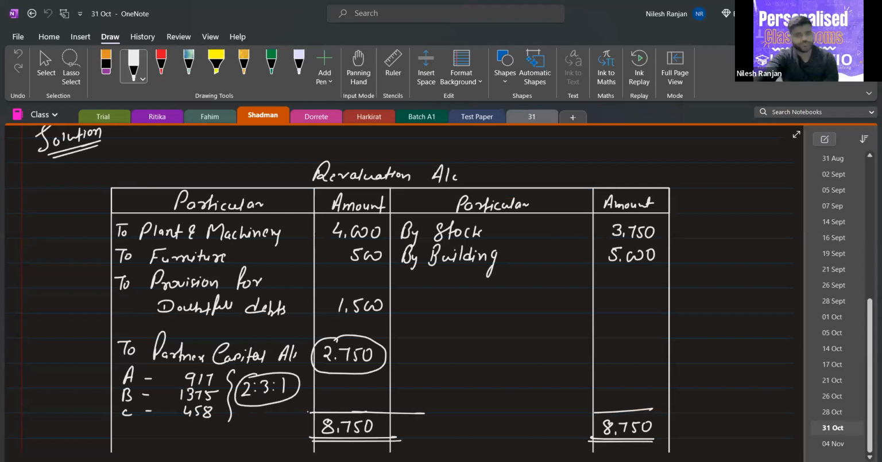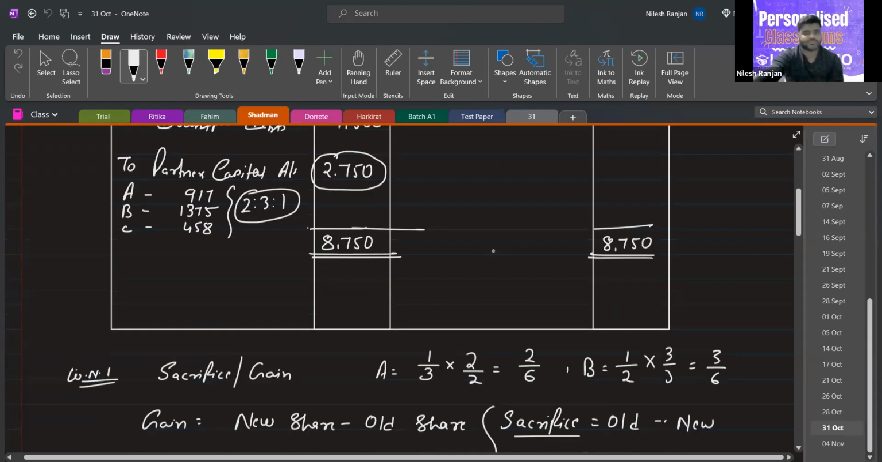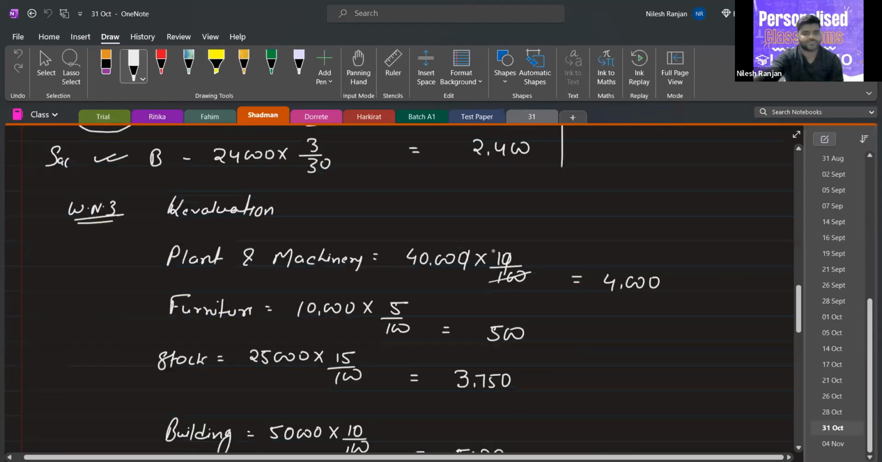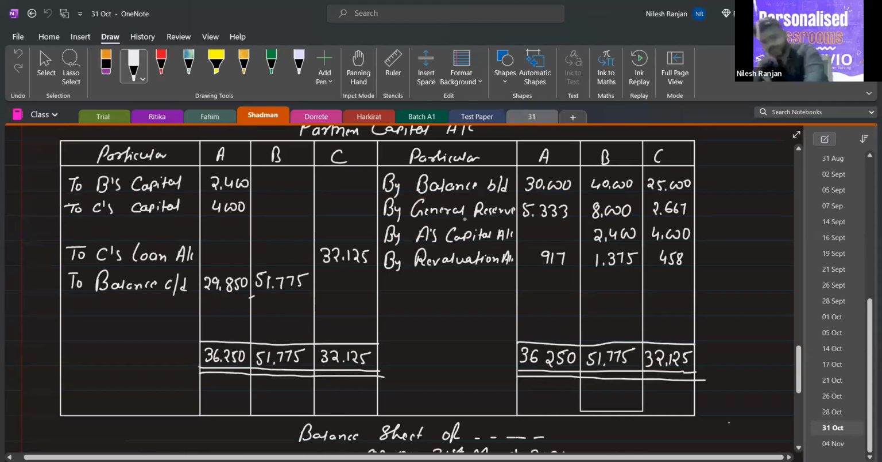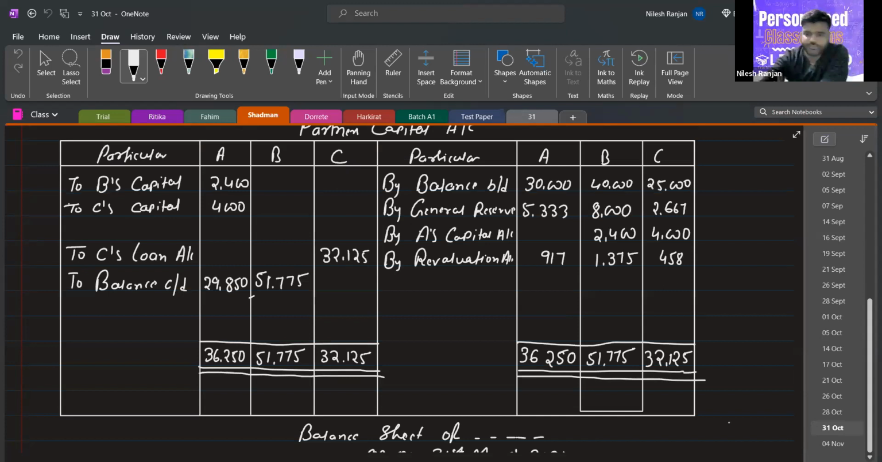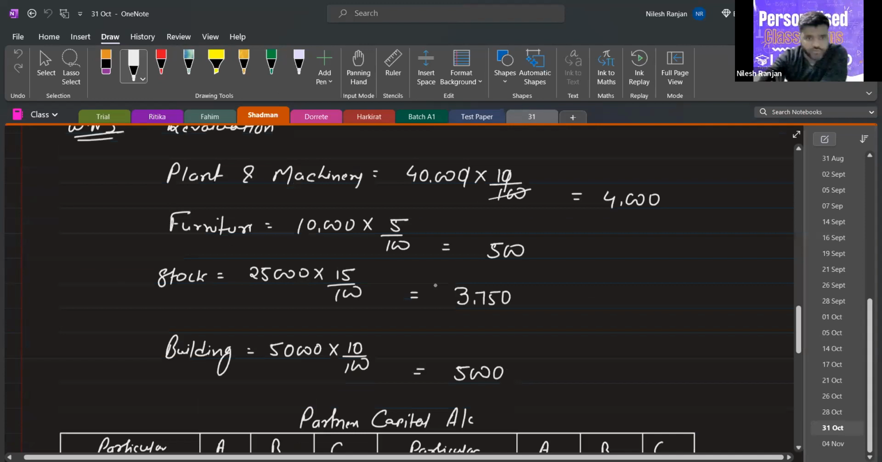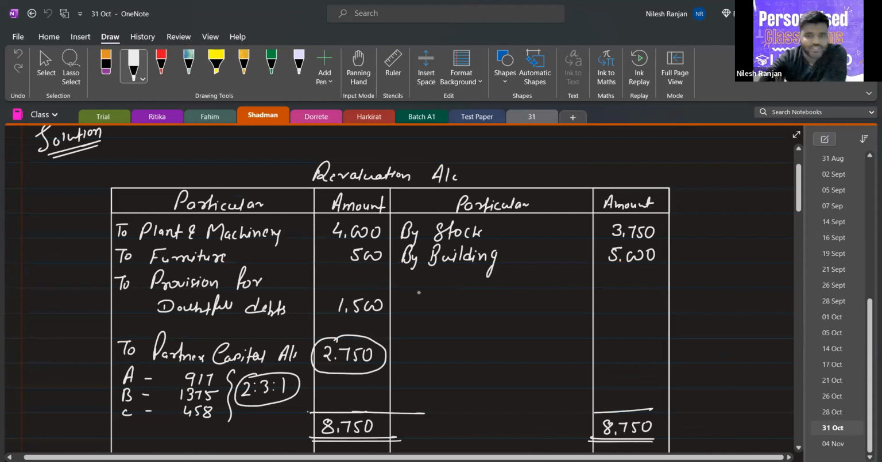This is the same solution. Now in this question, actually, I have to tell you a different thing here. We have discussed this question. This is solved in our previous class. So you can see the solution is the same.